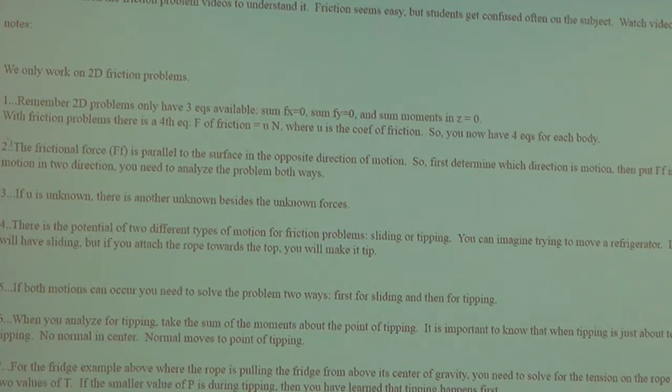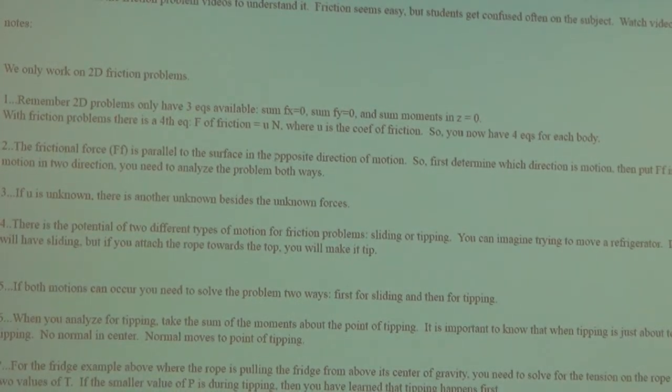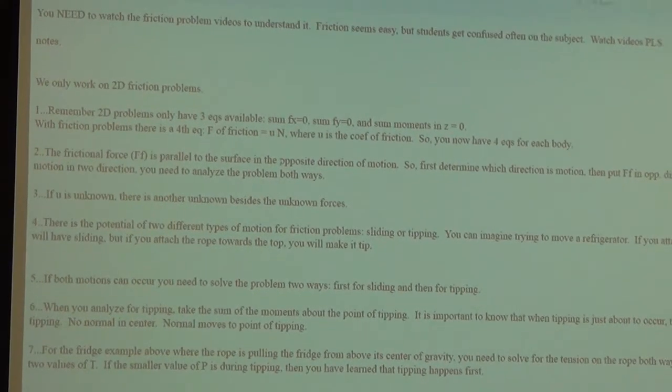Number 2, you know this as well. The frictional force is parallel to the surface, just like we know in tension, it's away from the body in the direction of the rope. Weight, we know, is down, right? Normal is perpendicular to the surface, towards the body, away from the surface. Frictional force is another one we know the direction of. It's parallel to the surface and it's in the opposite direction of motion. So whenever you do a friction problem, you first have to determine which direction the motion's in, and then you put the frictional force in the opposite direction.